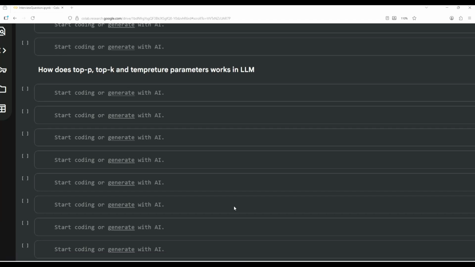Okay guys, so in this video we'll understand how top P, top K and temperature parameter are used to generate the next token in LLM, right? So this is the topic of today's video. And to understand this thing, we have taken an example sentence which is this.